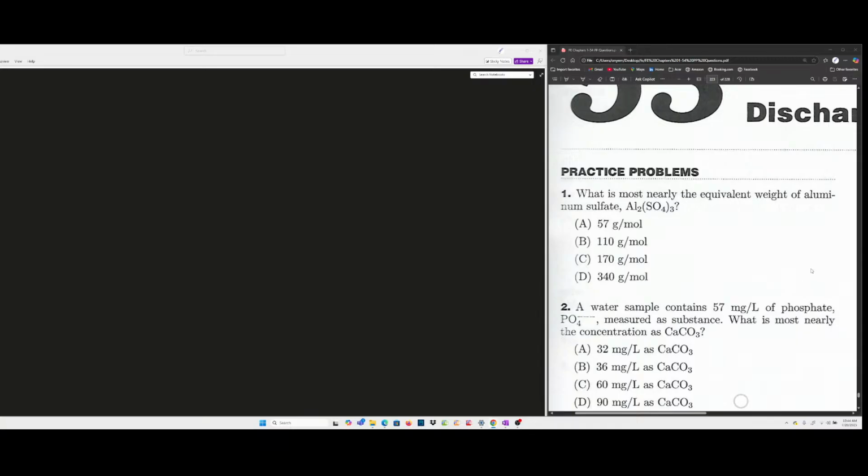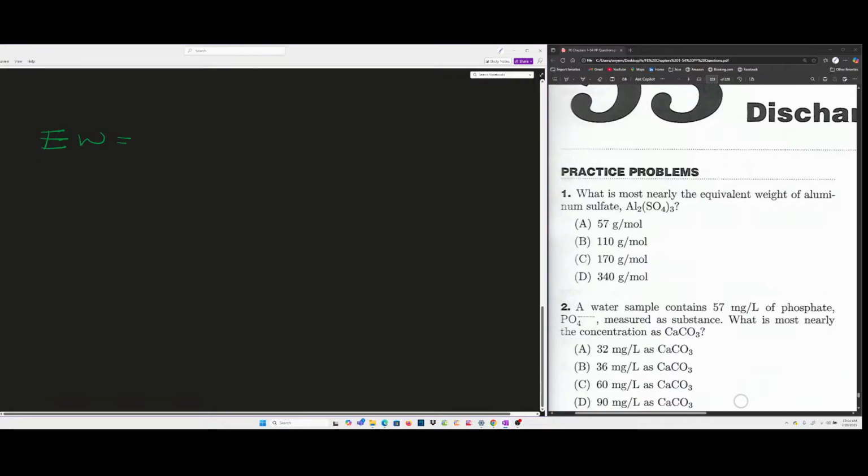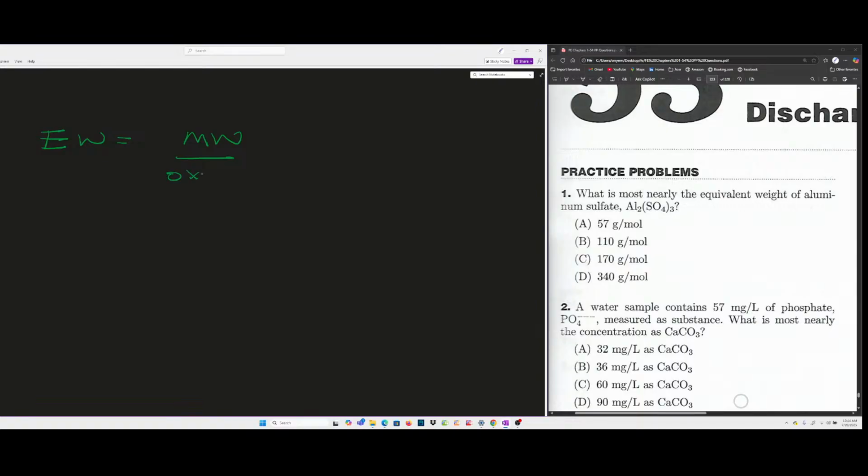Now they said, which is the most nearly equivalent weight of aluminium sulfate? The first thing we're going to do is equivalent weight. Equivalent weight, represented as EW, equals the molecular weight divided by the oxidation number. So that's the first thing we're going to do. Now we know this. What we have to do is find the molecular weight of aluminium sulfate.